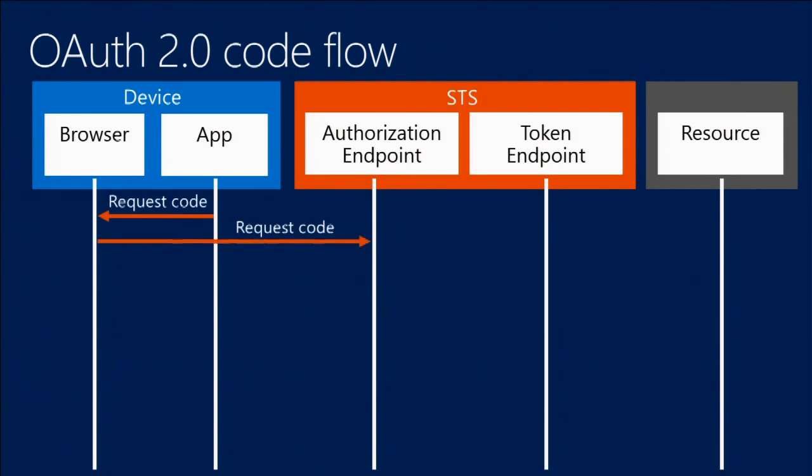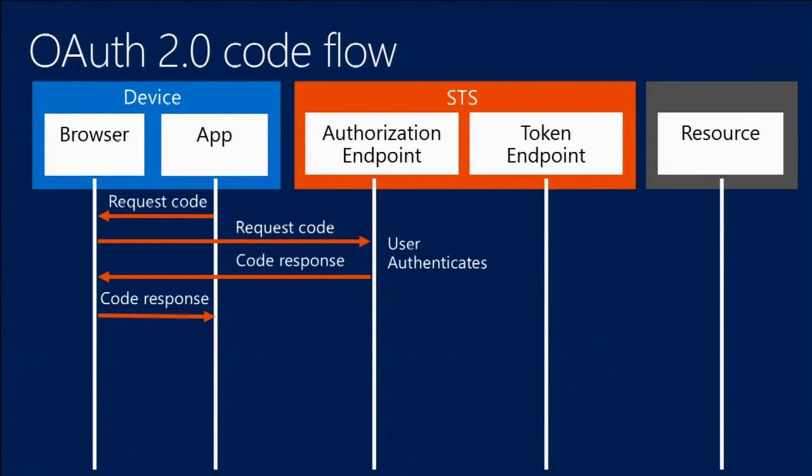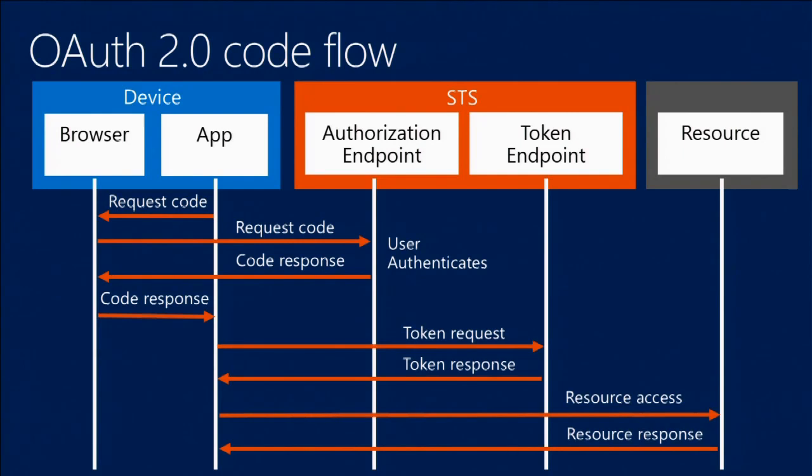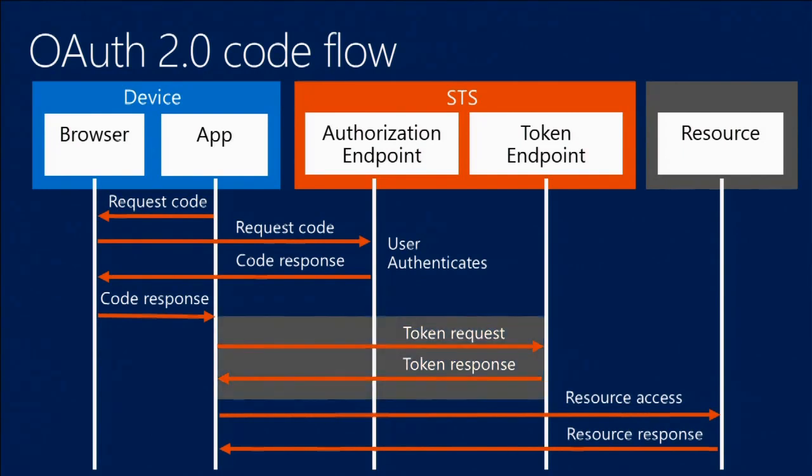So going through this, the app requests that code. The code launches up the browser, which navigates over to the authorization endpoint. User authenticates, code gets returned to the application. The app is then able to go and make that direct request for a token. And this is just straight app to token endpoint, and go and access the resource. The token request pattern can be repeated using that refresh token for the lifetime of the refresh token.